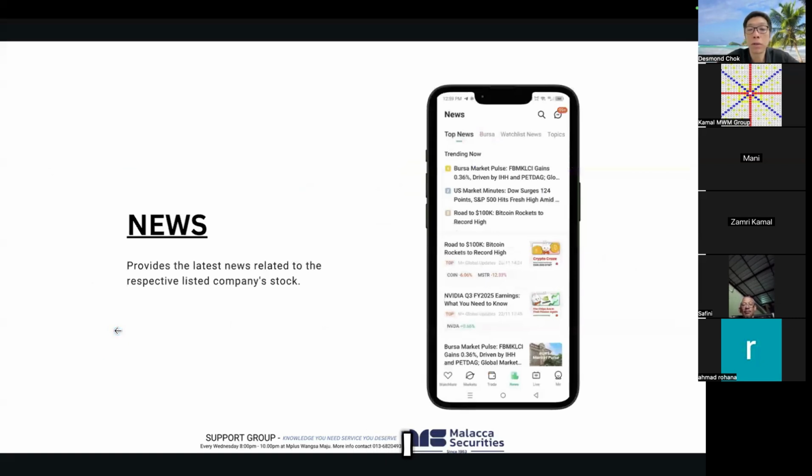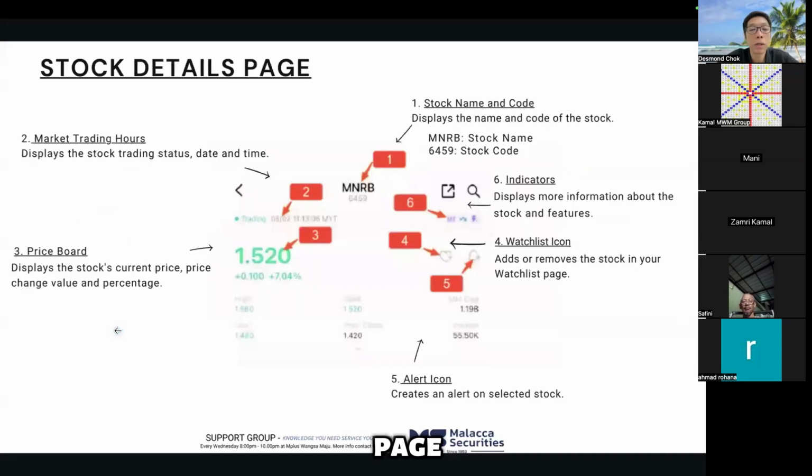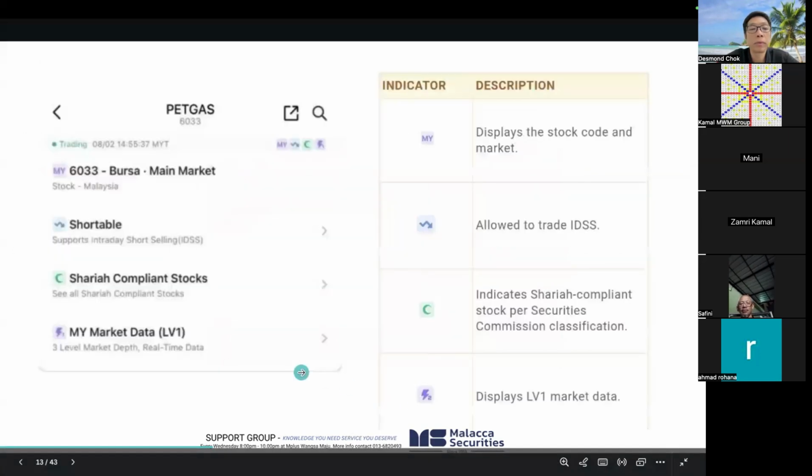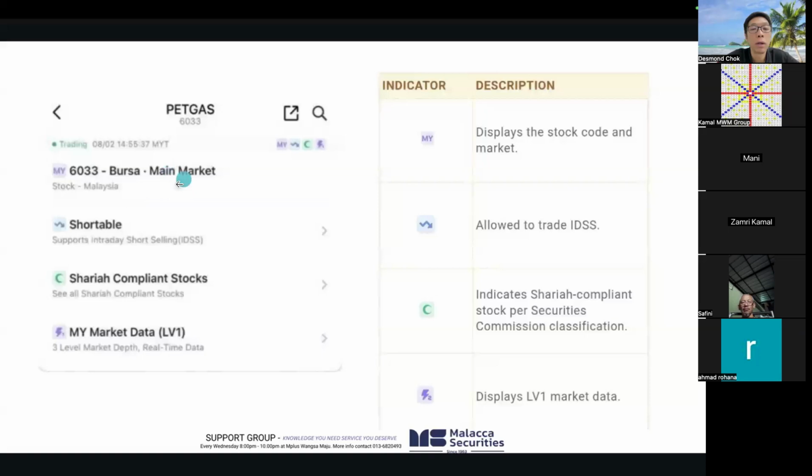This one is news, that's how I showed you already. This one is the stock detail page, same thing: the stock name, stock code, and the price. Then this one is the trading status, displaying the date and time. This one is the indicator, Malaysia, IDSS, all those. Then watch list and alert. This one displays the stock code, this one is allowed for IDSS, and this one is Sharia stock.